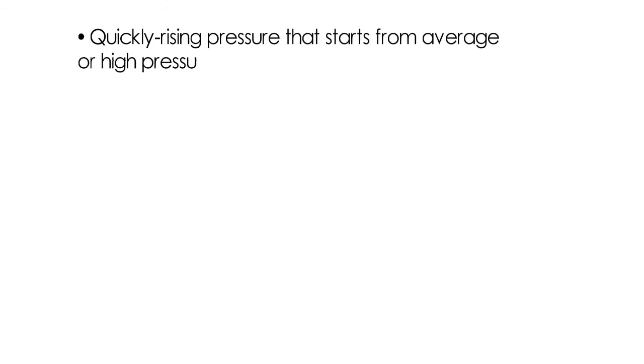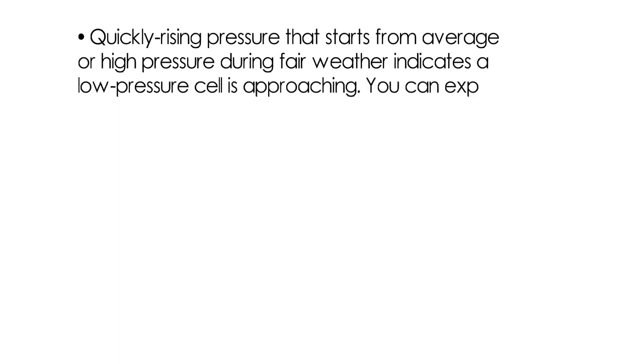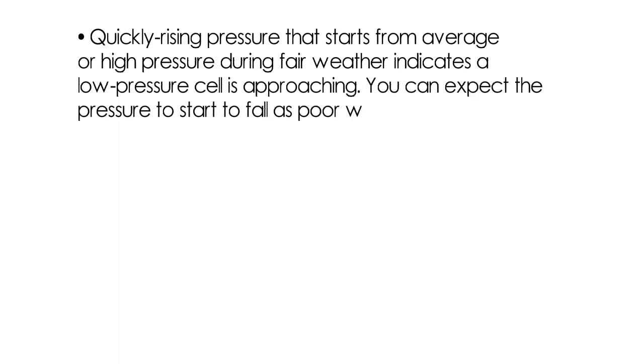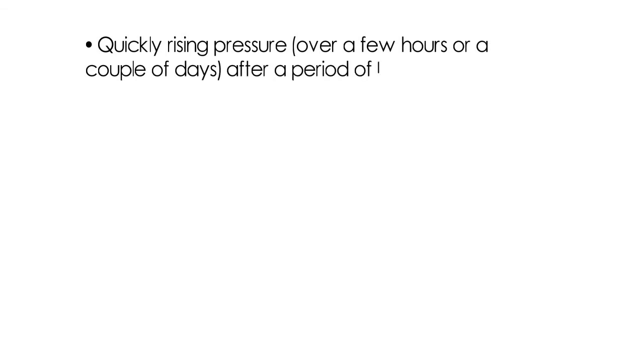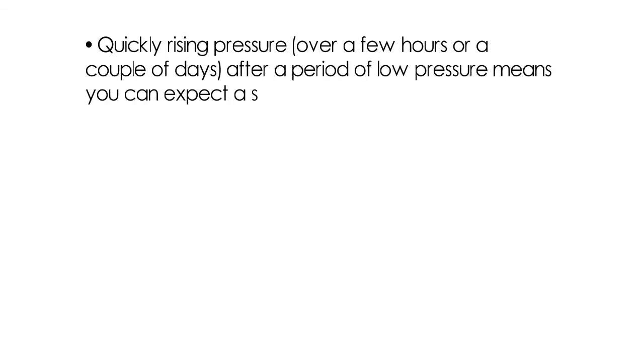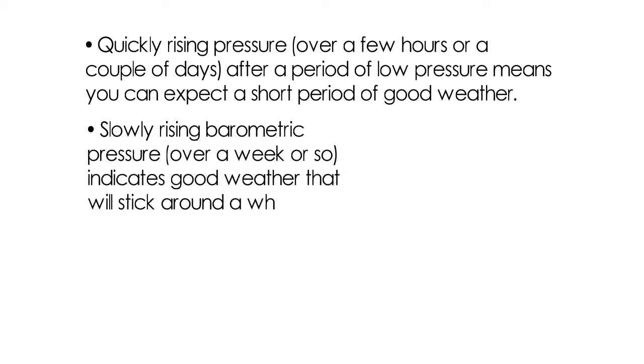Quickly rising pressure that starts from average or high pressure during fair weather indicates a low pressure cell is approaching. You can expect the pressure to start to fall as poor weather approaches. Quickly rising pressure over a few hours or a couple of days after a period of low pressure means you can expect a short period of good weather. Slowly rising barometric pressure over a week or so indicates good weather that will stick around a while.